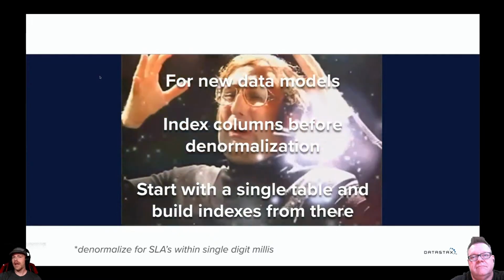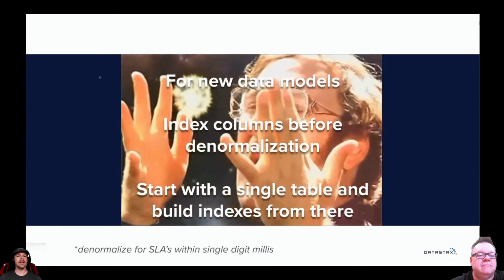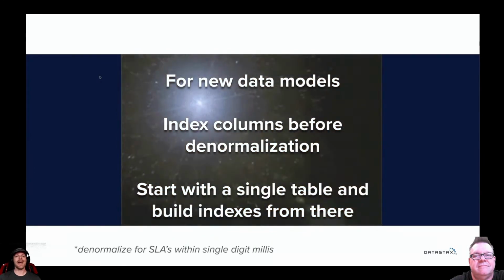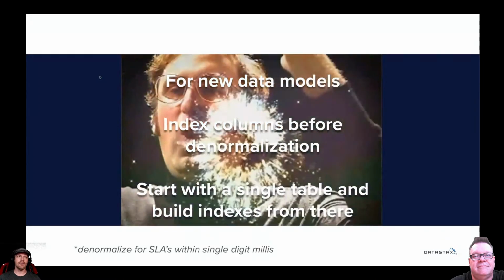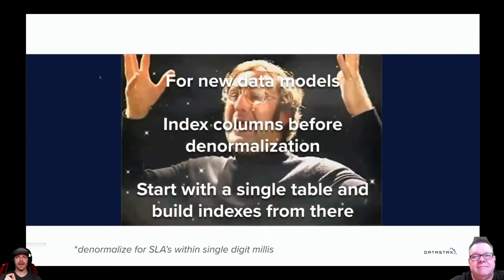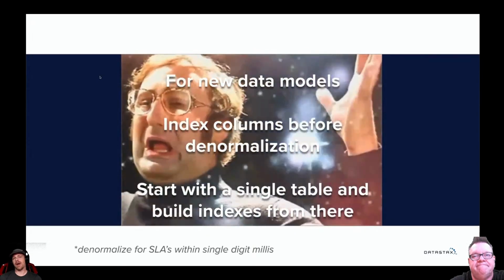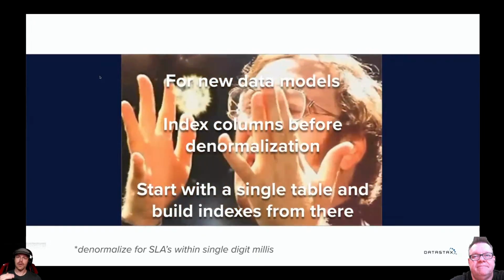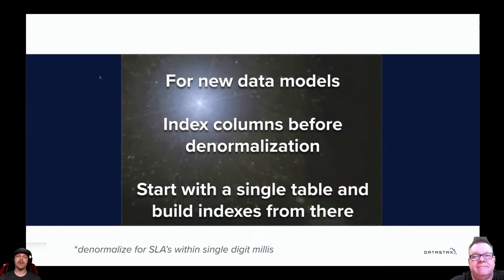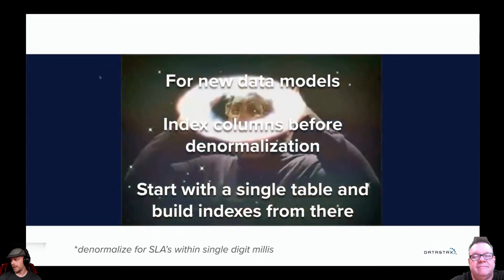But for most cases, we're saying that from the data we have, I was asking this question the other day: how many people using Cassandra or DataStax have those tight single-digit millisecond SLAs? It's maybe 5%. The vast majority of the data models don't. So that's what we're saying: you can start with the single table and index from there. But look at your particular case. Do you need to denormalize? It's going to depend.